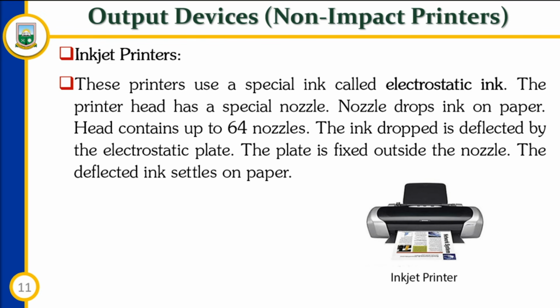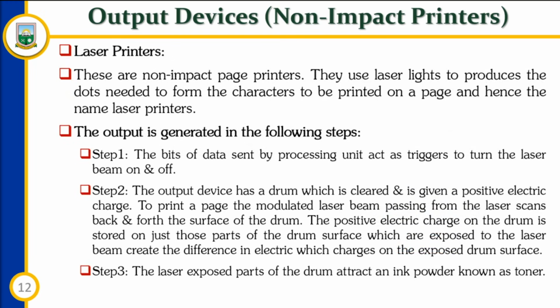Now the second type of non-impact printer under the classification of printers is the laserjet printer, that is, the laser printers. So these are also non-impact page printers, and they use laser light to produce the dots that would be needed to form any character that needs to be printed on a page. And because it uses laser light, hence its name, the laser printer.